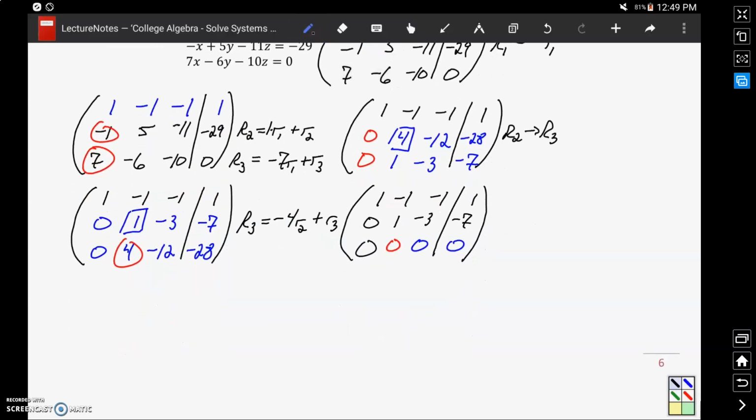In this case, looking at that third row, we can translate that back into the equation 0 is equal to 0, which is always true, meaning we have infinite solutions, or a dependent system.